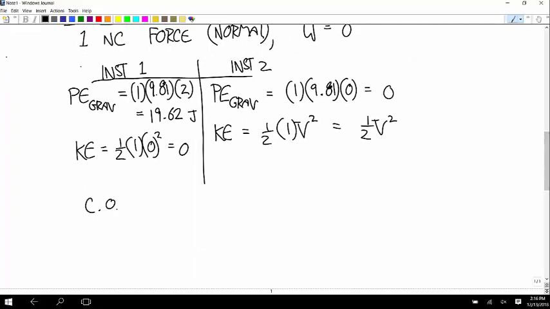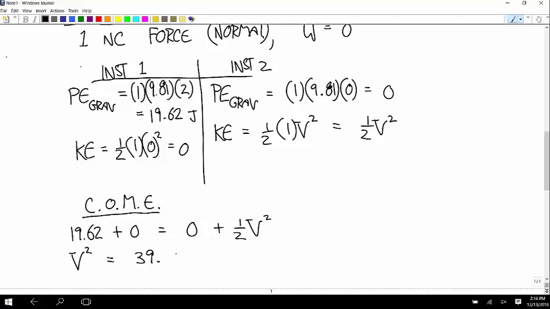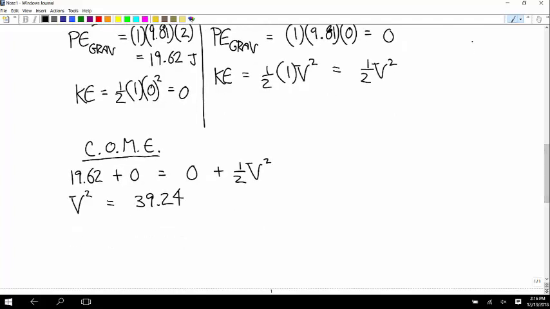So then we can plug this into conservation of mechanical energy. It says 19.62 plus 0 is equal to 0 plus 1/2 V squared. So V squared is equal to 39.24. And what's the square root of that? Okay, so right before the collision, the speed of that cart is 6.26 meters per second.